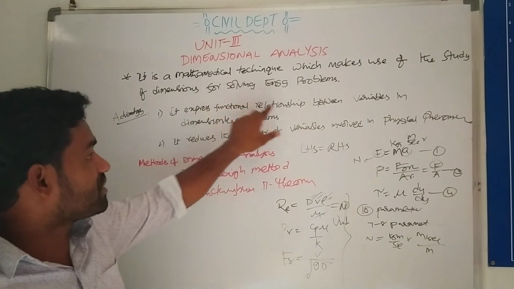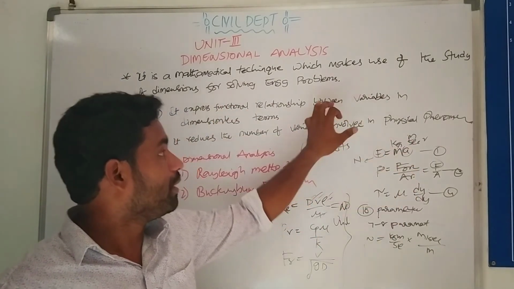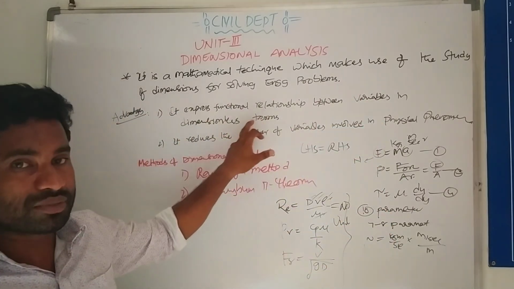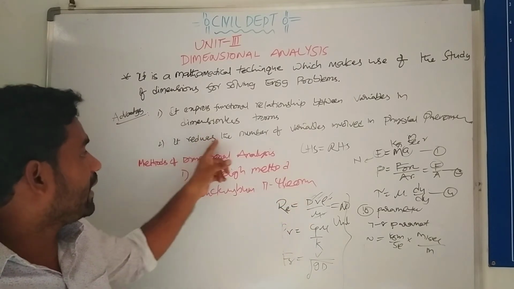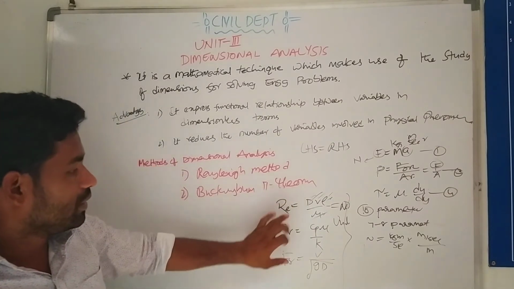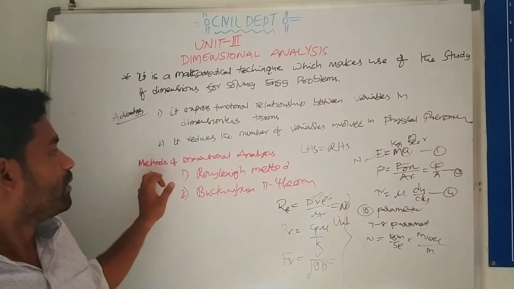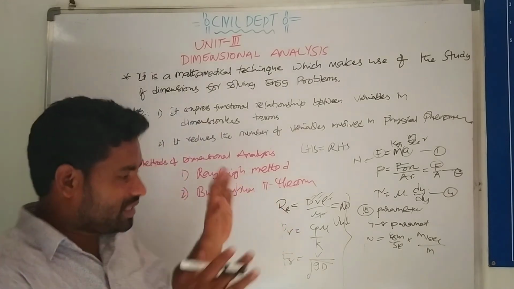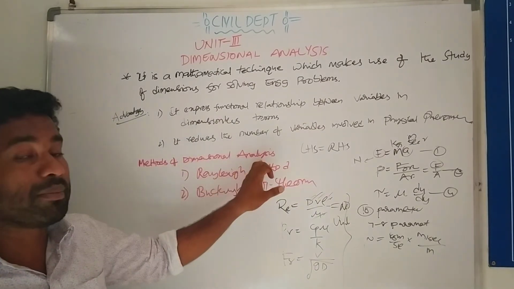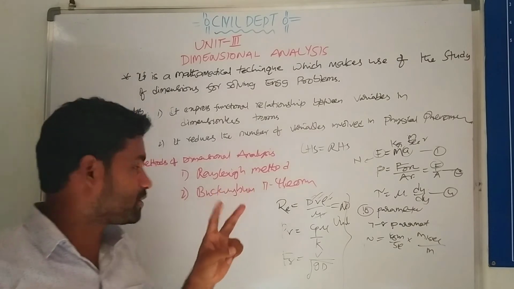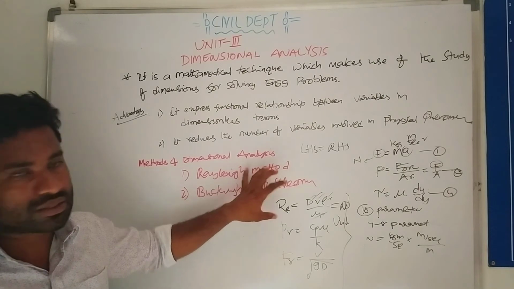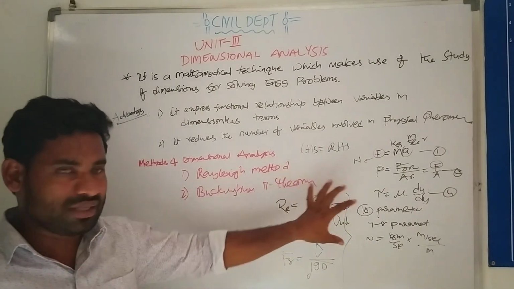It expresses the functional relationship between the variables in dimensionless terms. By using dimensionless terms, it reduces the number of variables involved in the physical phenomena. If you can't directly put in these equations and parameters, these come from the methods of dimensional analysis. There are two methods of dimensional analysis: the Rayleigh method and the Buckingham Pi theorem. By using these two methods, we are going to design all of these.